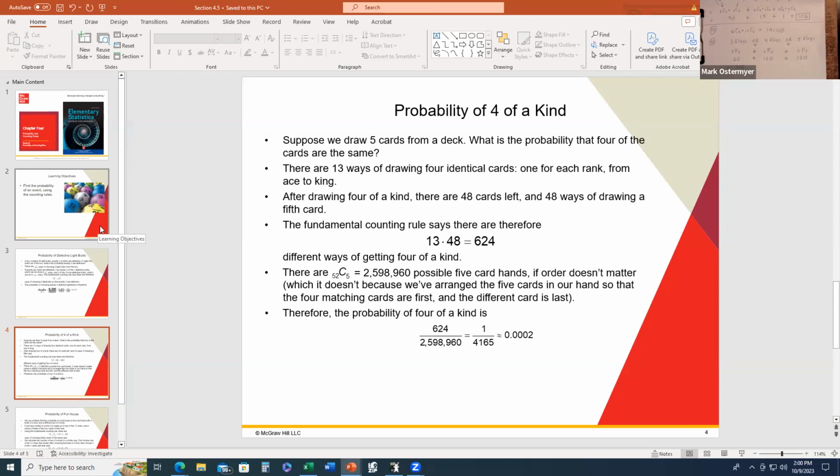Now, what does it mean for these cards to be the same? 4 of the cards are the same. Same in what? Does it mean the same suit? Or does it mean the same rank? There are 13 ways of drawing 4 identical cards, 1 for each rank, from ace to king. So can somebody give me an example of what it means to draw 4 cards that are the same?